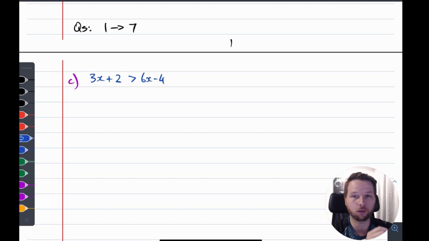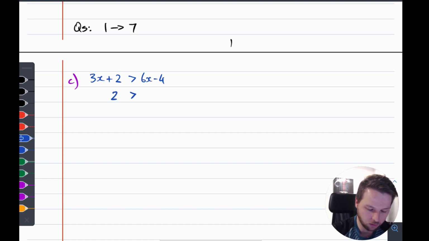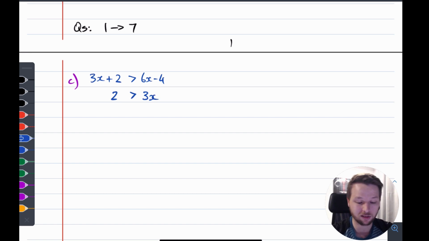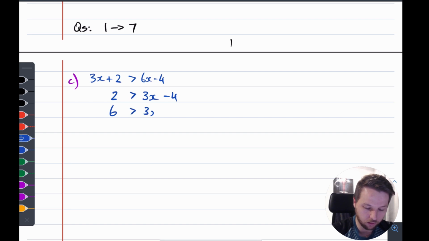So I'm going to move my 3x over to the right. So if I take 3x from both sides, I'm left with 3x on the right, because 6x take away 3x is 3x. And then I've got to take away the 4. Awesome. Now I'm going to add 4 to both sides. That'll give me 6 is greater than 3x.